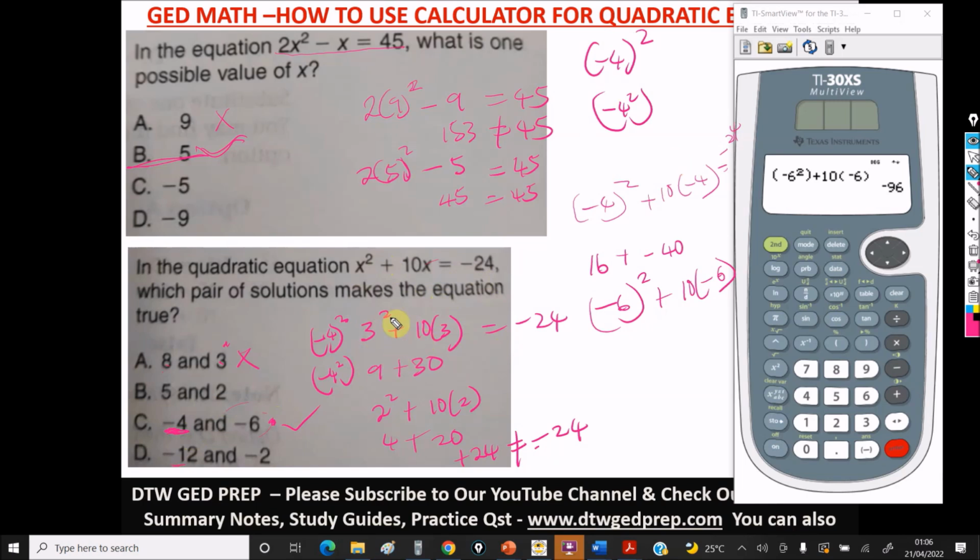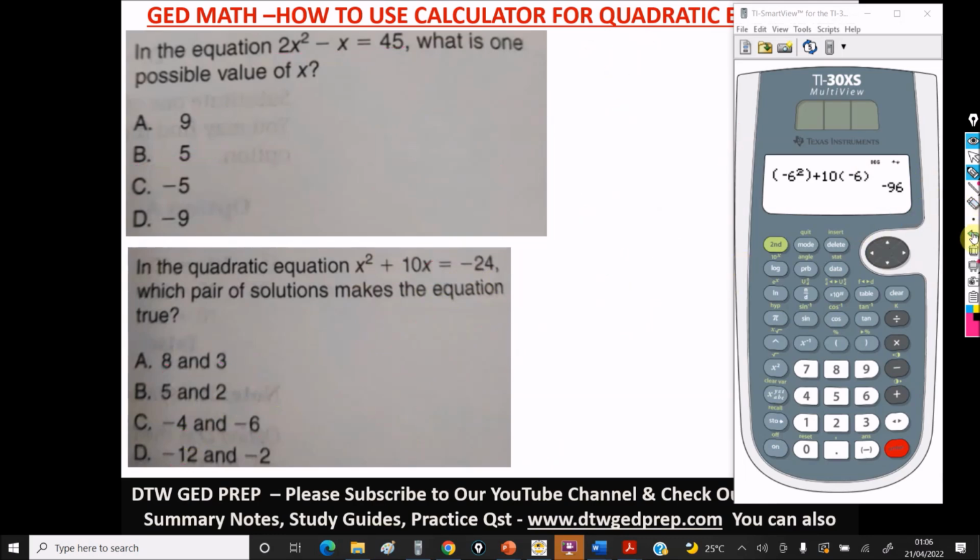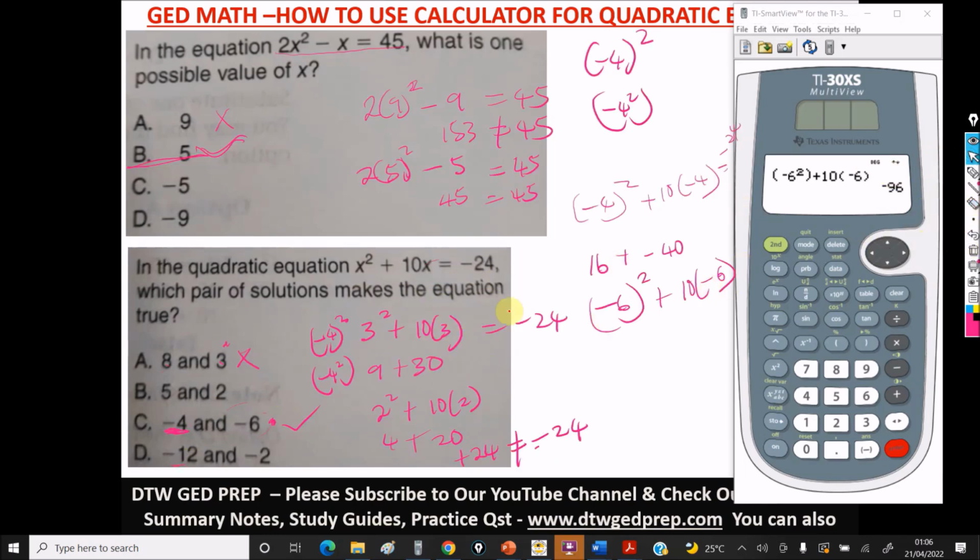I think I used this by hand. I'm supposed to use my calculator all through. I'm quite sorry. I'm quite fast with my hands, but still, let's use the calculator to do these two operations we have here. So you have 3 square, clear, 3 square plus 10 in parentheses 3, close the parenthesis, enter. And see, it didn't equate to -24.